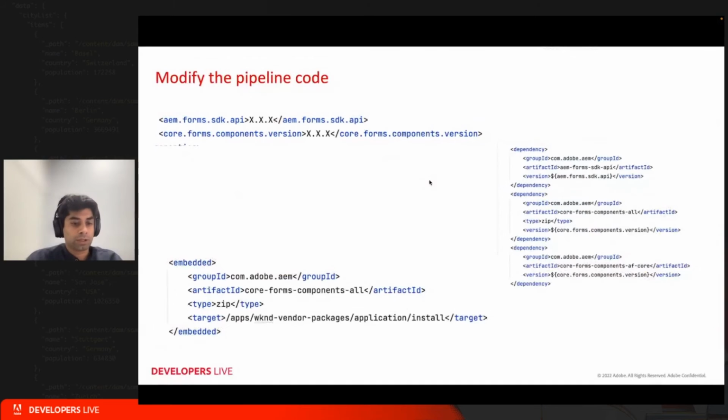So before starting with the authoring, one has to install these core components using the archetype. You have to modify your pipeline code and add these core components dependencies. This will all be part of the documentation present at the end of the slides as well. You have to add these dependencies in your project's POM file, and deploy or run the pipeline again. Once that is done, your core components will be available to use in any site page you have.